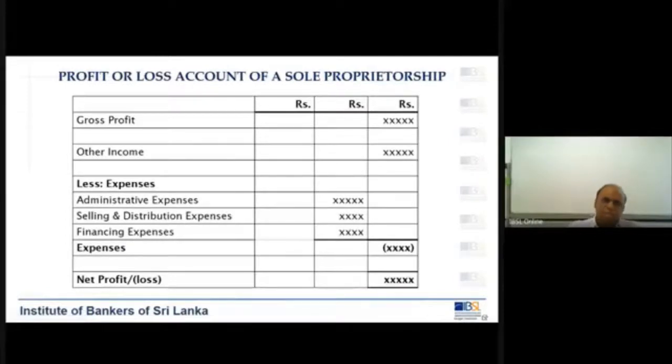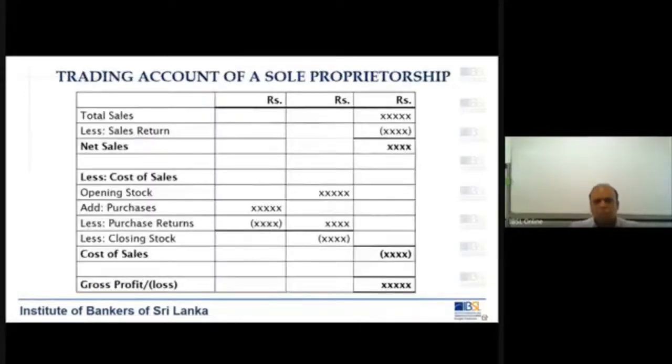Now, what is the difference from trading account to the profit or loss account? The profit or loss account is supposed to commence from the gross profit that you have made. So, in order to calculate your net profit, the starting point will be your gross profit. How did we arrive at the gross profit? This is how we have arrived at the gross profit.